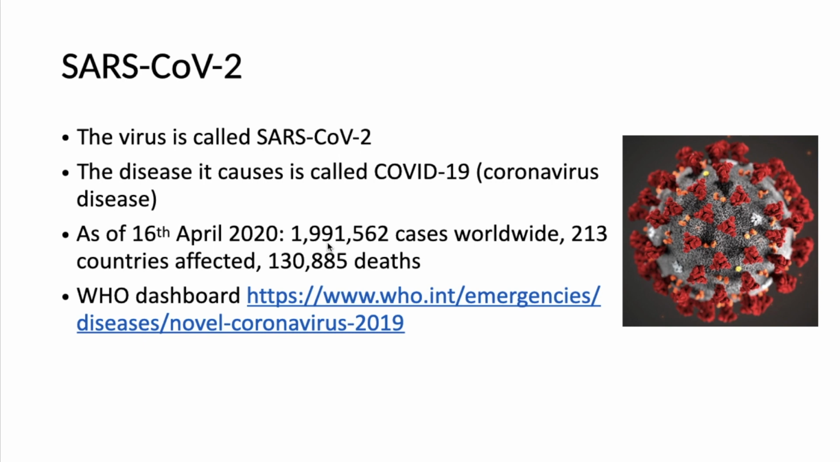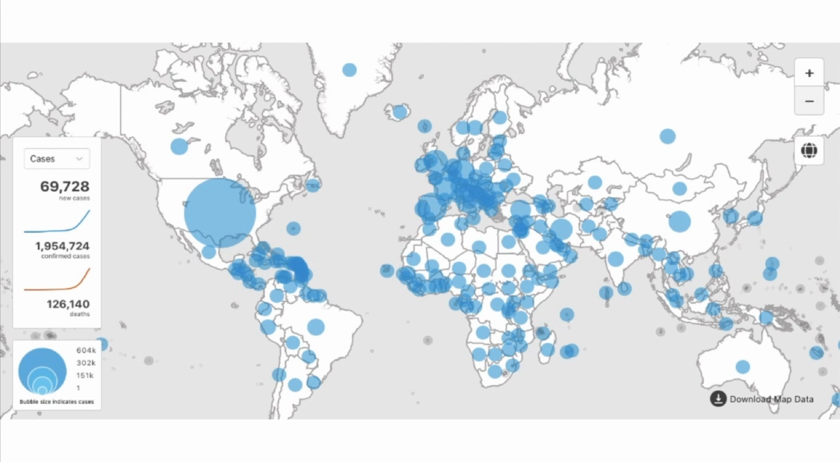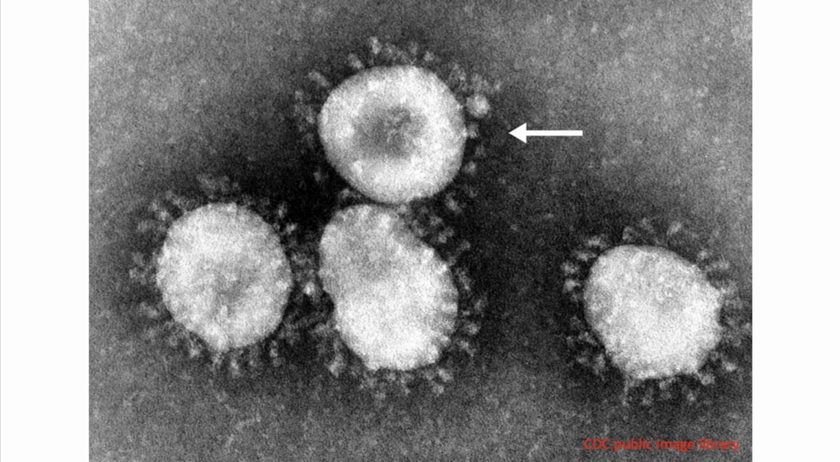As of 16th of April, there were approaching 2 million cases worldwide, with 213 countries affected and 130,000 deaths. And the WHO keeps a dashboard updated regularly. This is from their dashboard, and it shows all of the countries across the world, and there's basically nowhere that hasn't been affected. This is what the virus looks like under electron microscopy, and you can see there are a number of spikes around the outside forming like a crown, and that's why it was named a coronavirus.